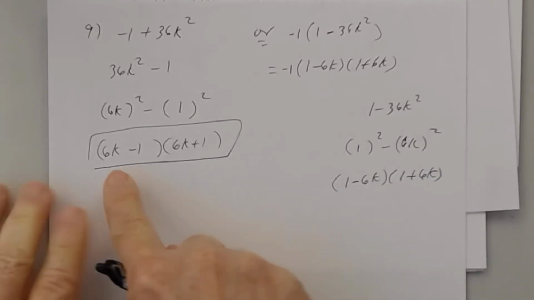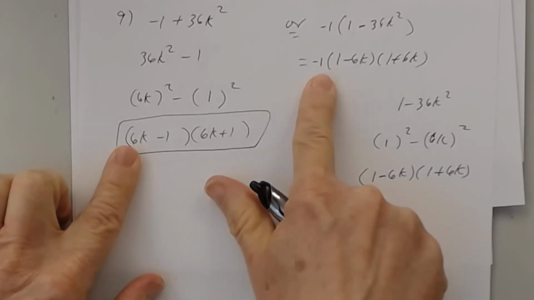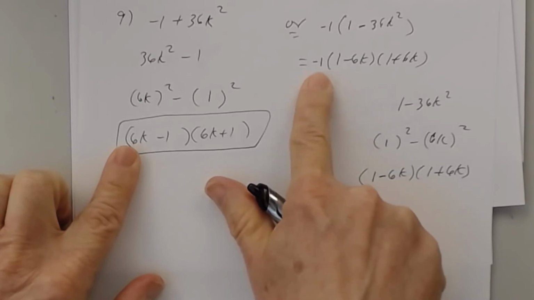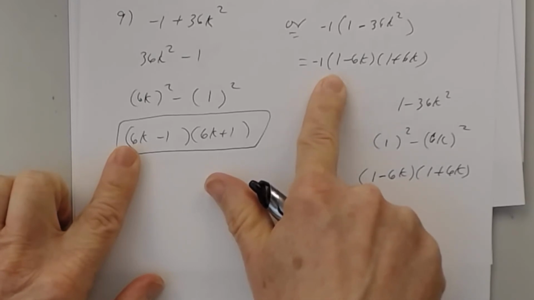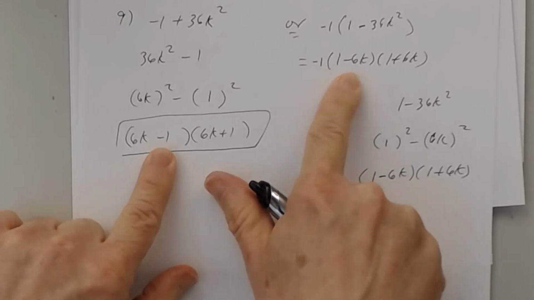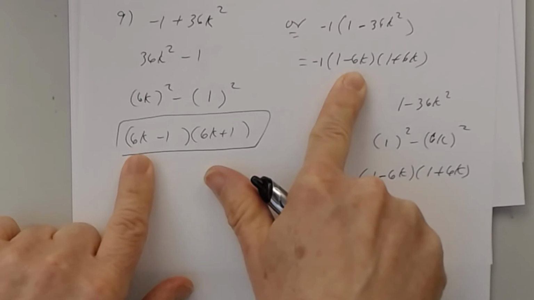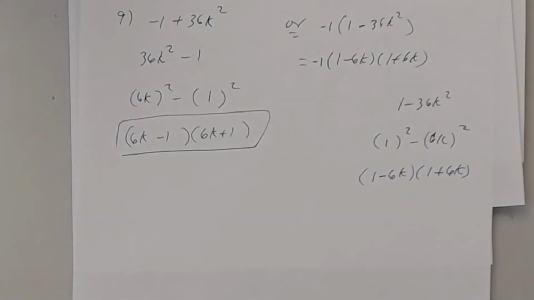Now you see this 6k minus 1? Well, that's this right here. Because if I distribute the negative 1, what's negative 1 times 1? And you see that negative 1 right here? What's negative 1 times a negative 6k? Positive 6k, and that's what this is. All right. So they are the same thing.